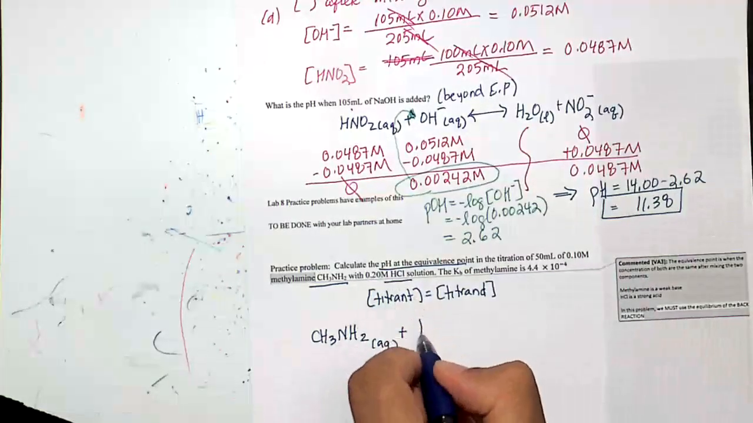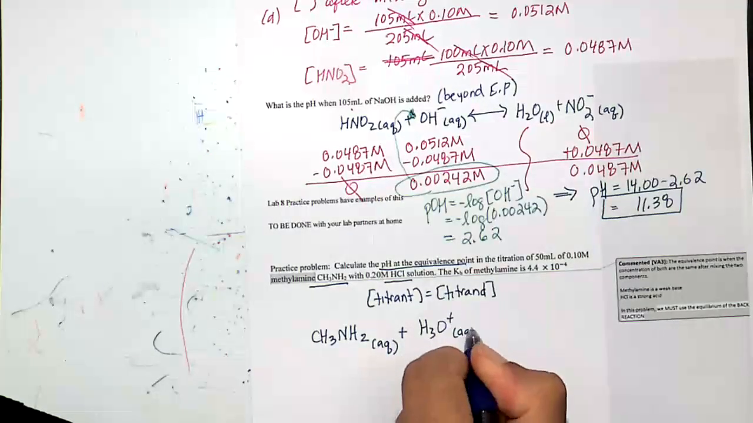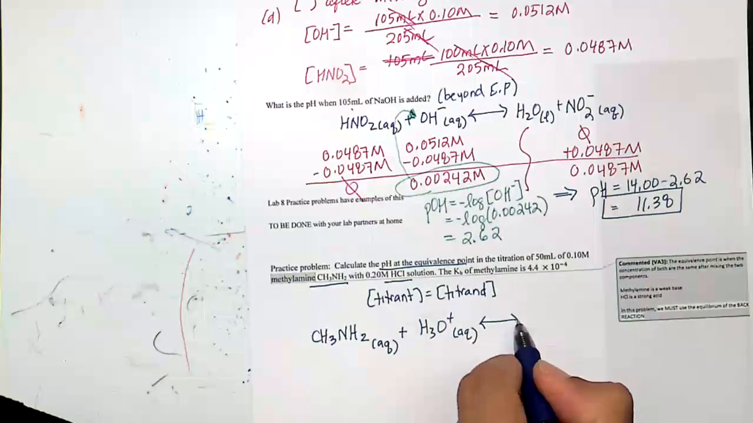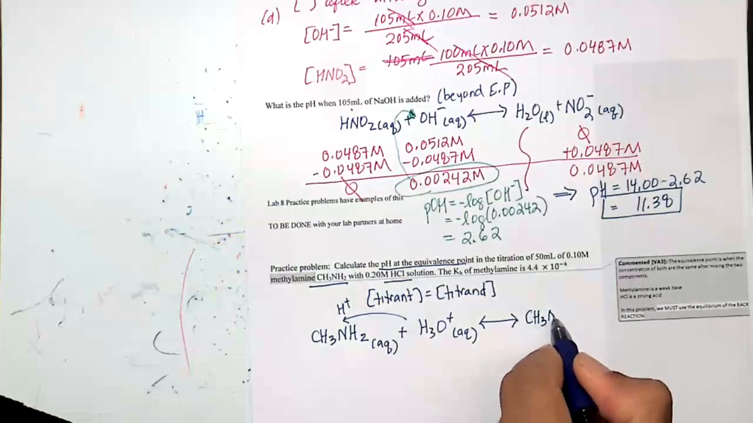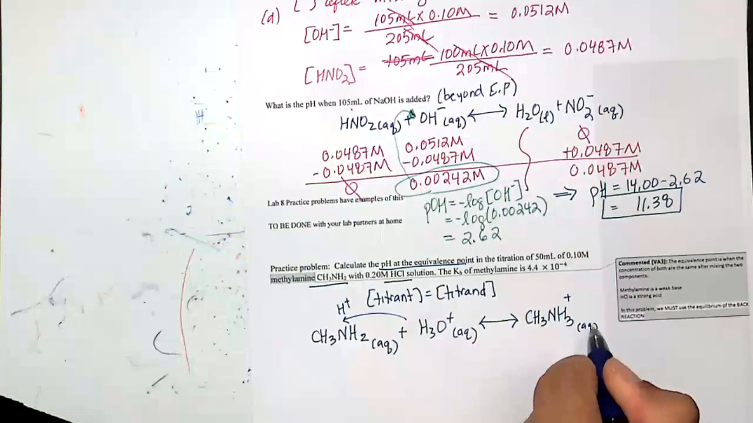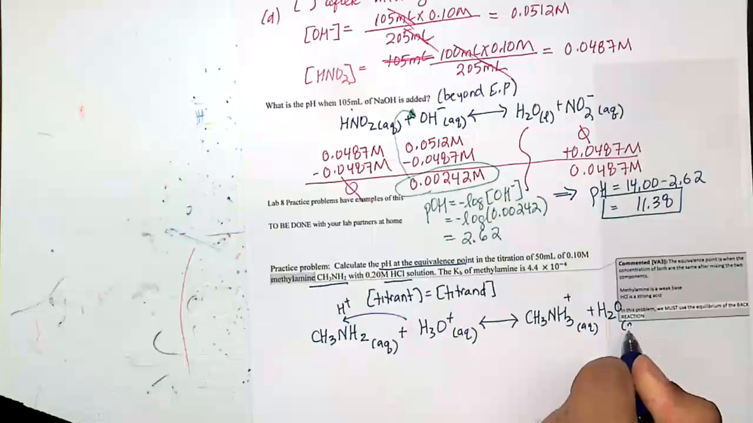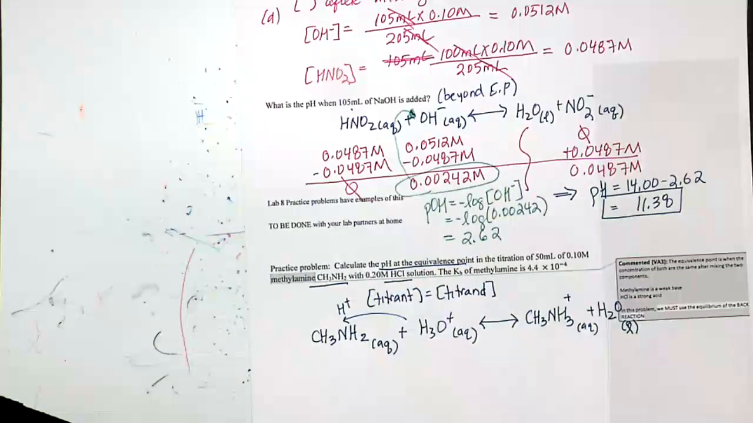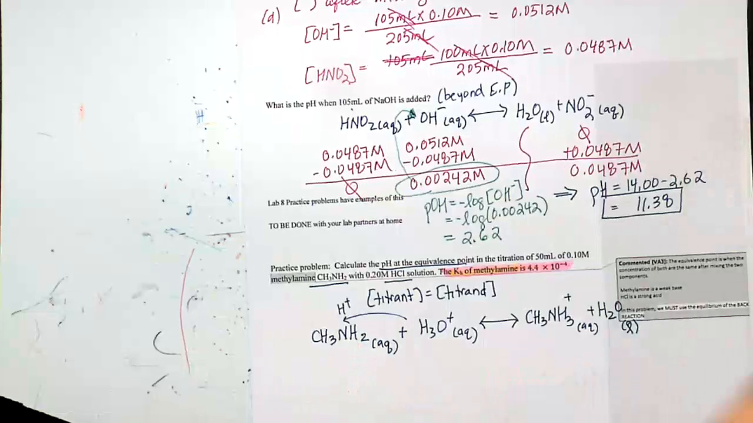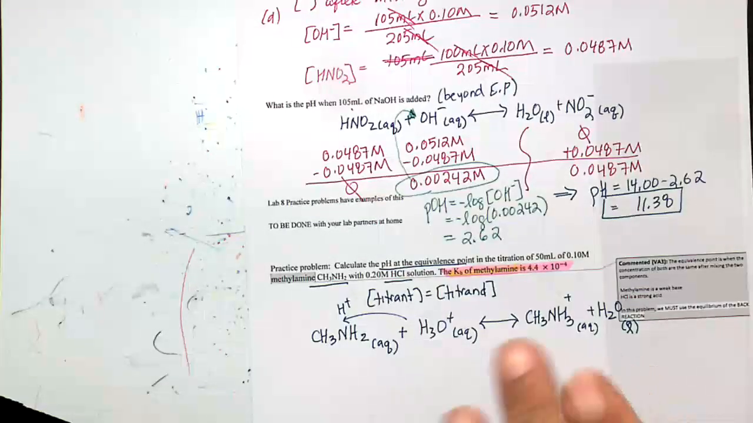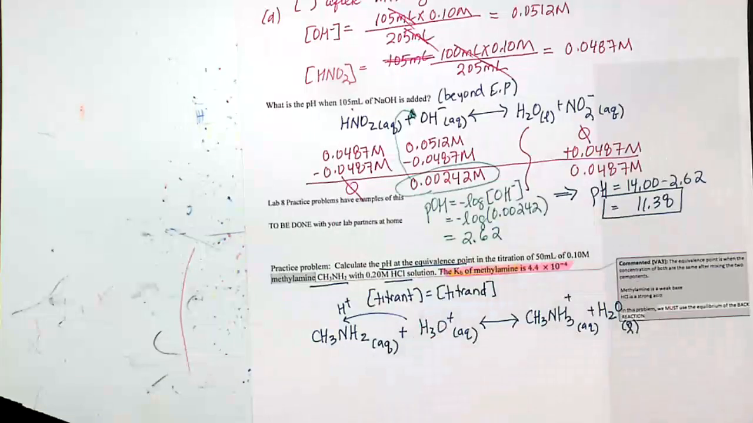For HCl, it's a strong acid, so it's going to be H3O plus. And this is the reaction. From there, you can calculate the ICE table, use the back reaction. I will post this on Canvas. Use this as practice. This is what happens at the equivalence point. Practice at home, and check your answer with mine.